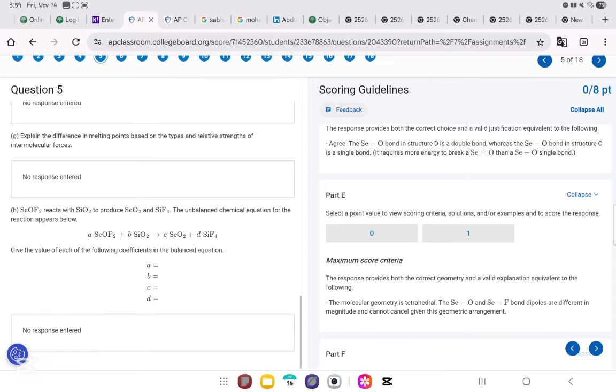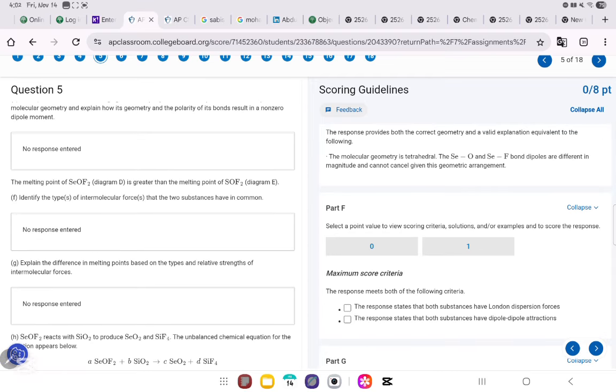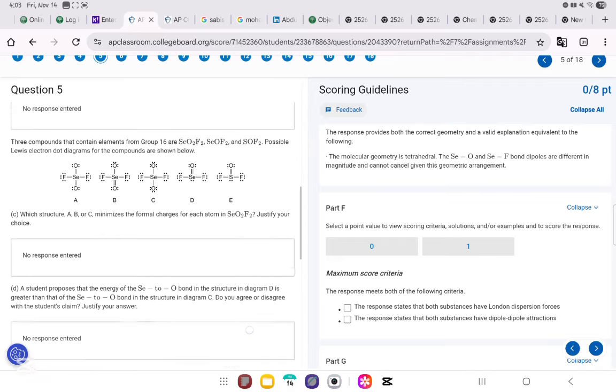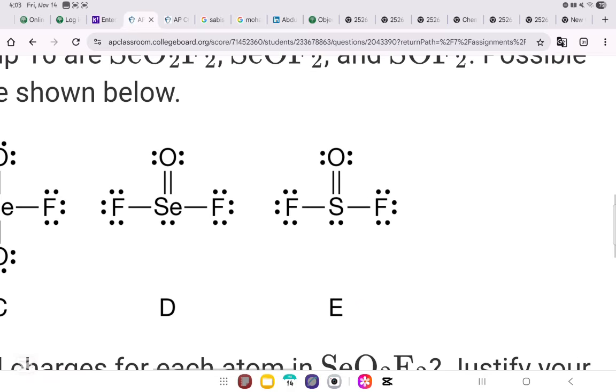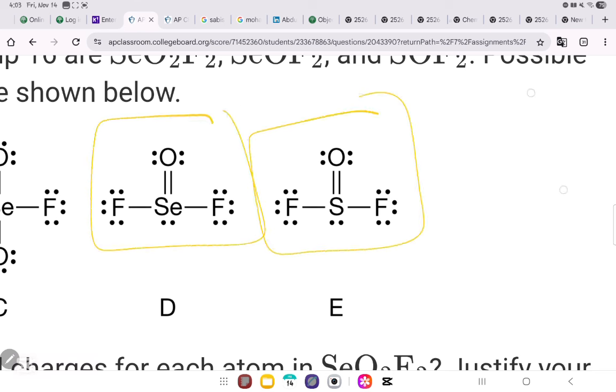We'll now move on to part F. What does it say? Identify the types of intermolecular forces that the two substances have in common. What are these two substances? SeOF2 and SOF2. They said that the melting point of SeOF2 is greater. So let us go up. We come over here. And then what do I have? I have SeOF2, SOF2. We start, first of all, by identifying what type of molecules they are.